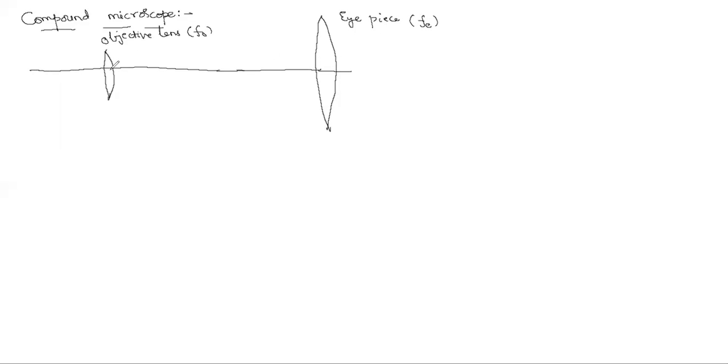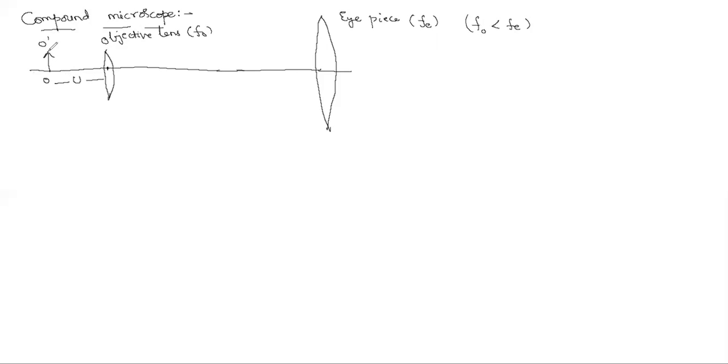Observe here, I drew the objective lens smaller and the eyepiece bigger. There you can find one logic: FO is less than FE. This is the main condition for a compound microscope. As usual, I am placing one object somewhere here. Better I take it as O dash, no confusion. Its distance is U.